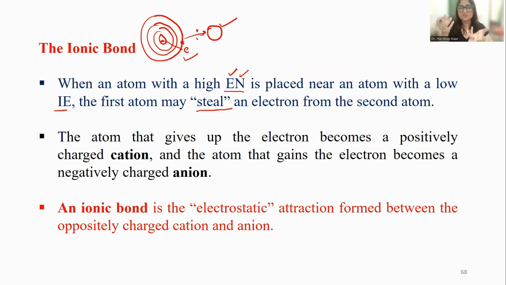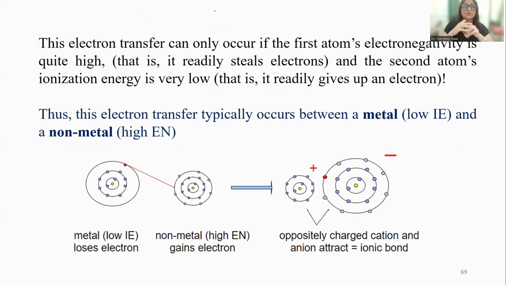The atom that gives up electrons becomes positively charged, and these are cations. The atom that gains the electron becomes negatively charged, and these are anions. So an ionic bond is the electrostatic interaction between the oppositely charged cation and anion. This electron transfer can occur if the electronegativity of the first atom is quite high. It shouldn't be that there's only a little bit of electronegativity difference, where they just attract the electron towards themselves.